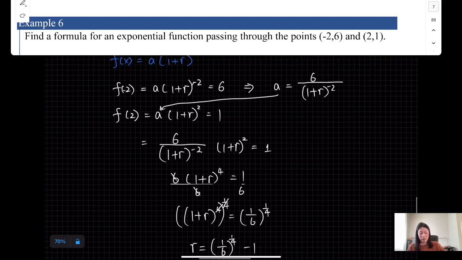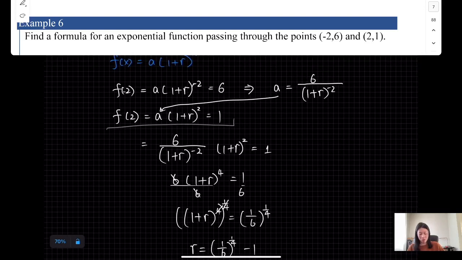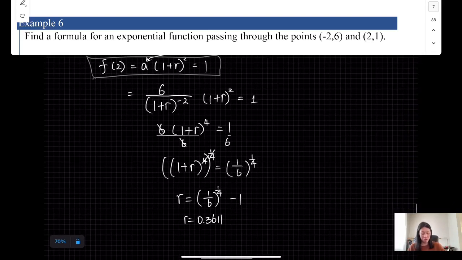So let's substitute r into the second function or the first one. It doesn't matter. It will work. So that means I have A times 1 plus, minus, I'm sorry, this is negative. I got a negative. So I will have A times 1 minus 0.3611 to the 2 power equals 1. And now we can solve for A. So I will get A equals 2.4492. I'm going to skip the algebra here.